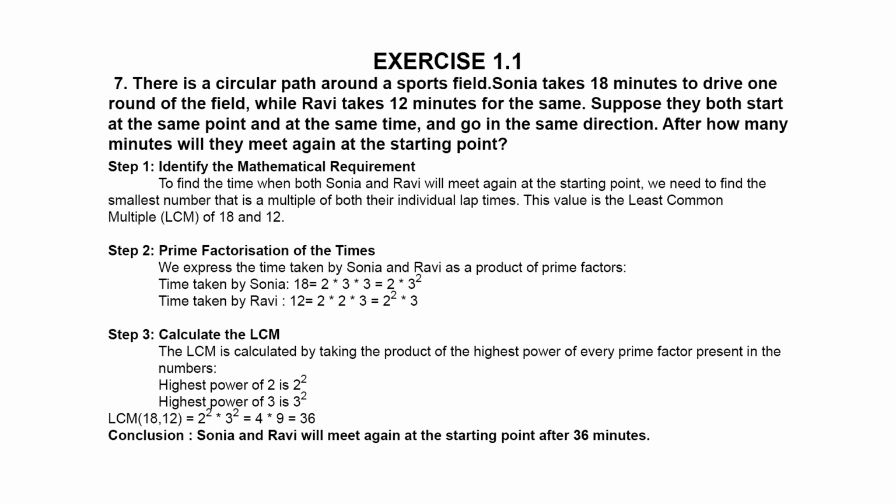Step 3. Calculate the LCM. The LCM is calculated by taking the product of the highest power of every prime factor present in the numbers. Highest power of 2 is 2². Highest power of 3 is 3². LCM(18, 12) = 2² × 3² = 4 × 9 = 36. Conclusion: Sonia and Ravi will meet again at the starting point after 36 minutes.